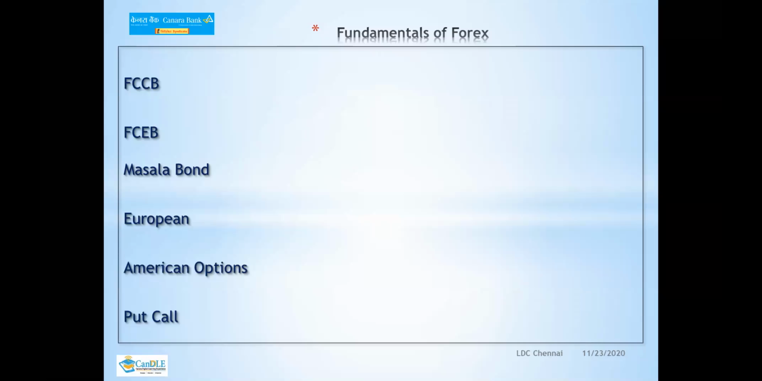In all exams, one common question will be about options. What is meant by an option in forex? In all levels we get one common question: what is meant by an option?